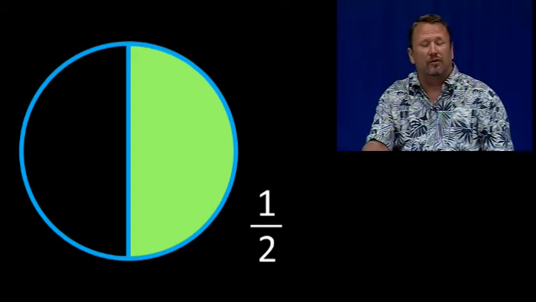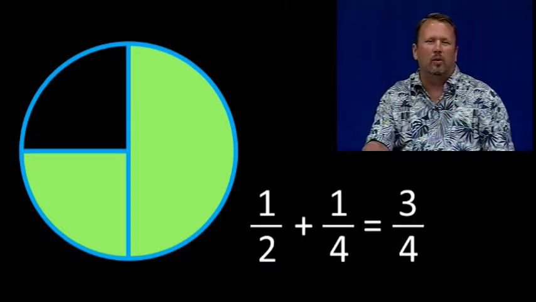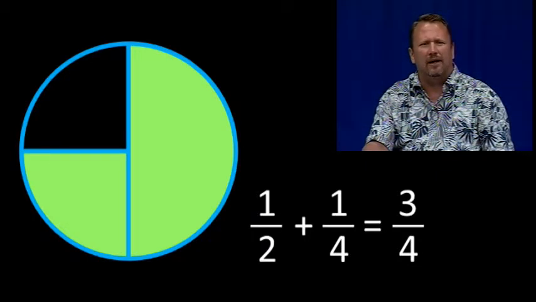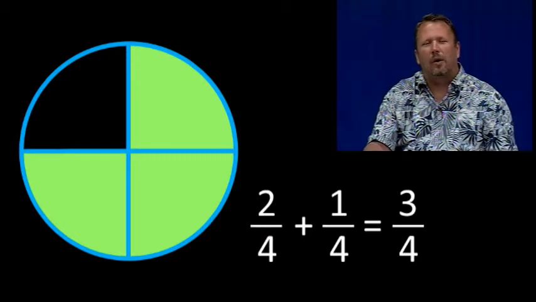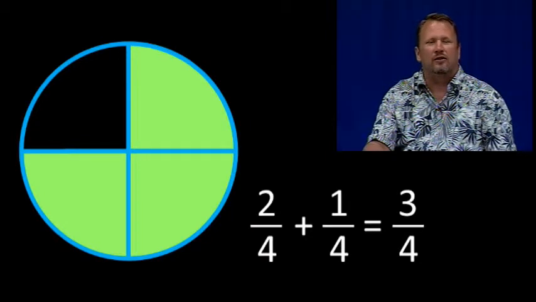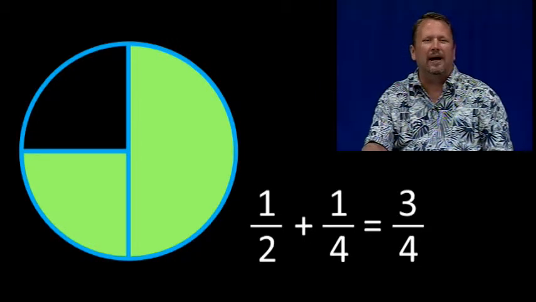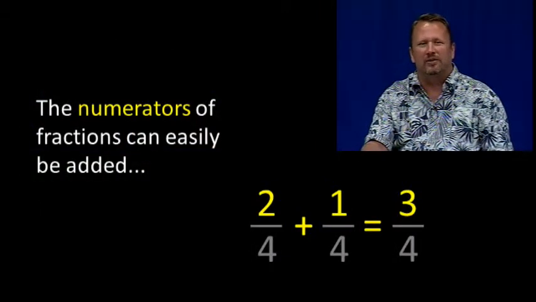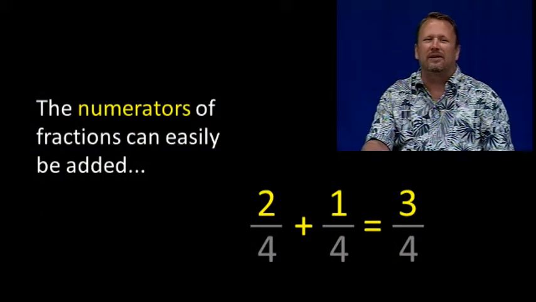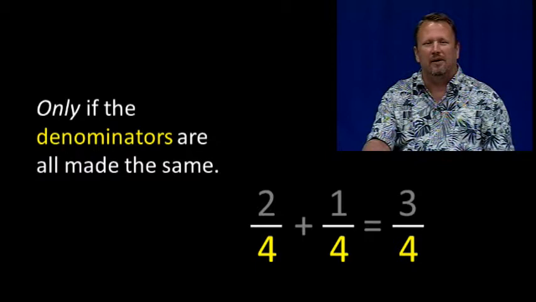So here again is my fraction, 1/2. And I add to that 1/4 to get 3/4. How do we add 1/2 plus 1/4 to get 3/4? We'll convert our 1/2 back into the fraction 2/4. By converting the fraction 1/2 to the equivalent fraction 2/4, then I can easily add the numerators together. The numerators of fractions can easily be added only if the denominators are all made the same.